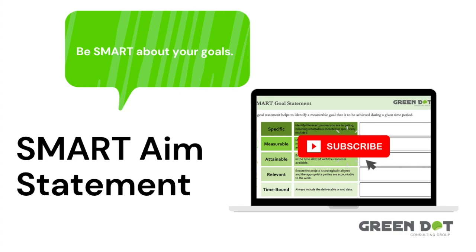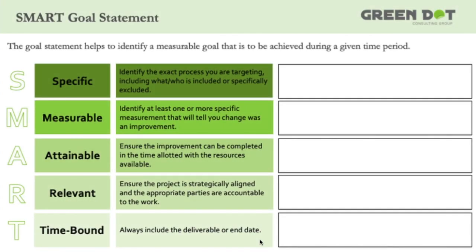Let's dive into the SMART aim statement. If you're familiar with A3 problem solving, the SMART aim statement is often completed within box 2, in which you clarify what the project goal is. In regards to DMAIC, the SMART aim statement is completed during the define phase and then refined and added onto during the measure phase. Your goal statement helps to identify the measurable goal for the project.